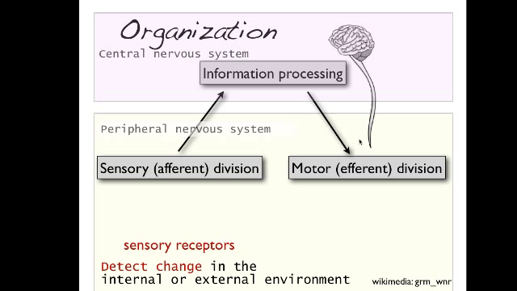So your sensory receptors are responsible for detecting change in the internal or external environment. Somatic sensory receptors provide information about things you're touching, pressure, pain, and temperature. Visceral sensory receptors send information about your internal organs. And finally, special sensory receptors are going to provide sensations such as smell, vision, balance, and hearing. All of these receptors are operating to send information to your central nervous system.